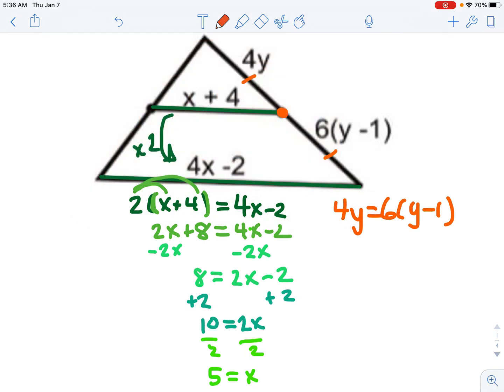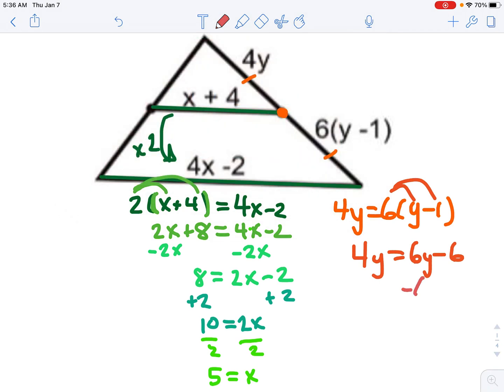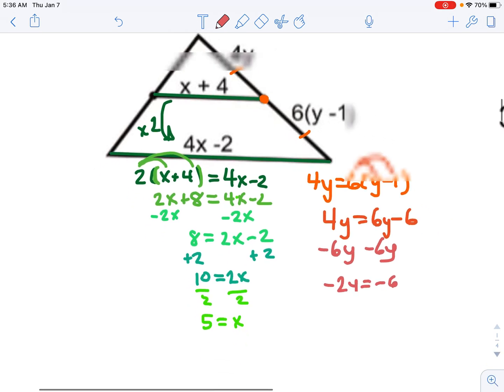And once we get this equation set up, we're in incredibly good shape, because then I'm going to distribute. I'm going to get 4y equals 6y minus 6. Again, don't forget to distribute to both sides. And this problem's a little quirky, but not too bad. We just got to deal with negatives a little bit. 4y minus 6y is negative 2y equals negative 6. And divide both sides by negative 2. y equals 3.